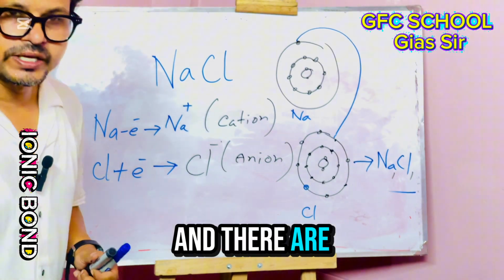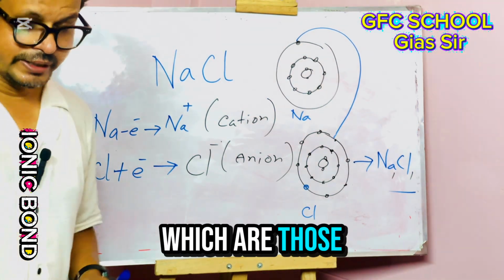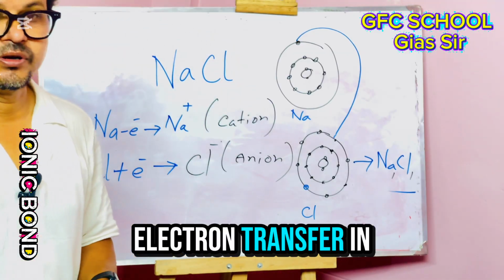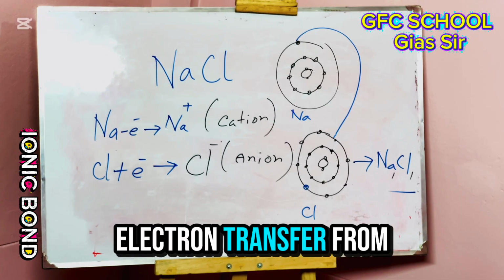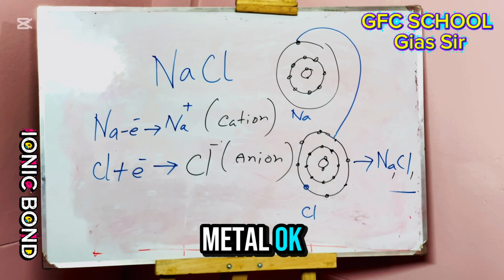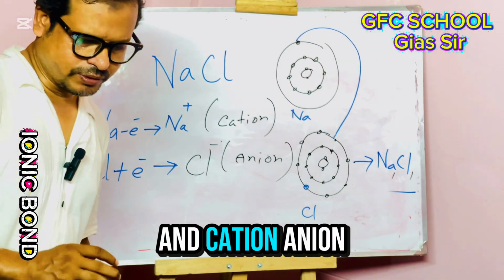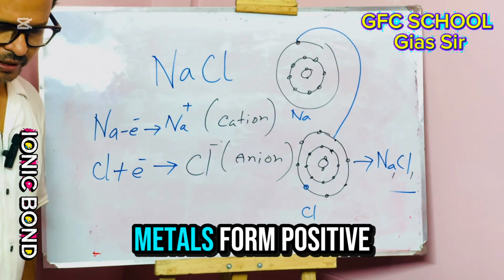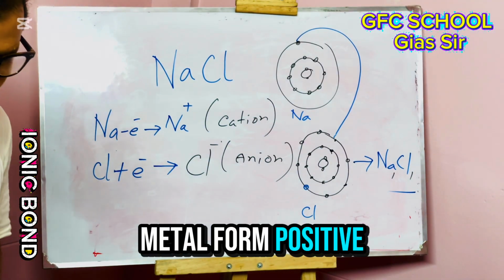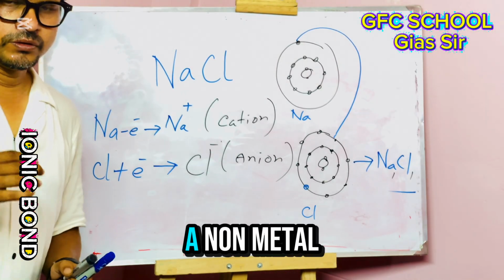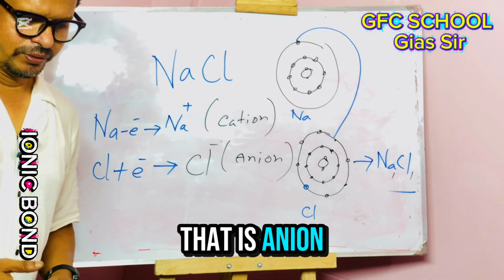And there are some features of ionic bond. Actually, in ionic bond, electrons are transferred from metal to non-metal, and a cation and anion will be created. Metals form positive ions, that is cations, and non-metals form negative ions, that is anions.